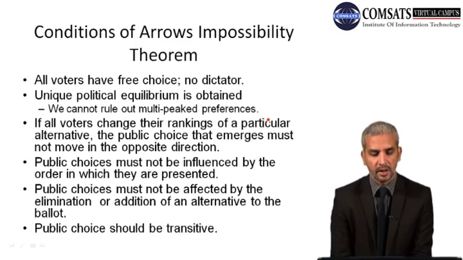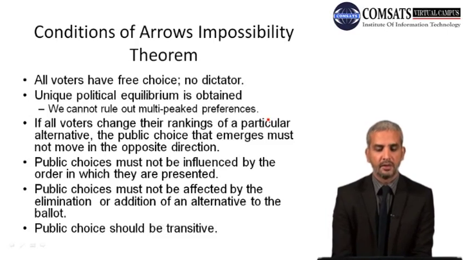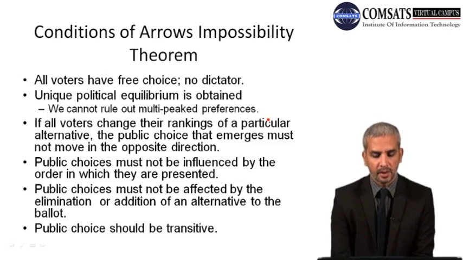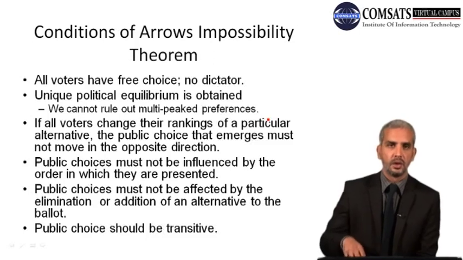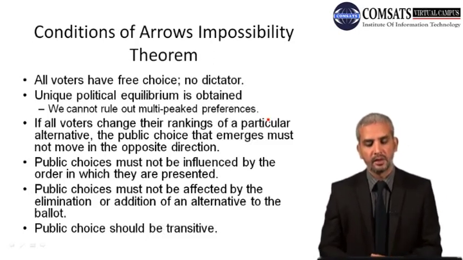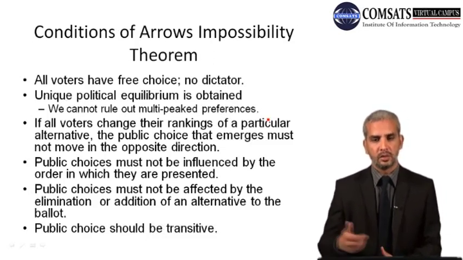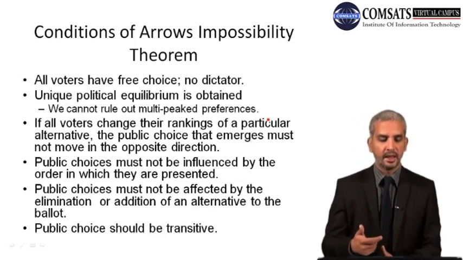Now, Arrow actually won a Nobel Prize based on his analysis of public choice. All voters have free choice, and there is no dictatorship or no control or no pressure on any voter. Unique political outcome is obtained. We cannot rule out multiple peak preferences. So if any of these two, if we give free choices to the individuals, then Arrow says that it would be impossible to reach a political outcome in which individuals would be ranking those preferences in a complete and transitive manner.